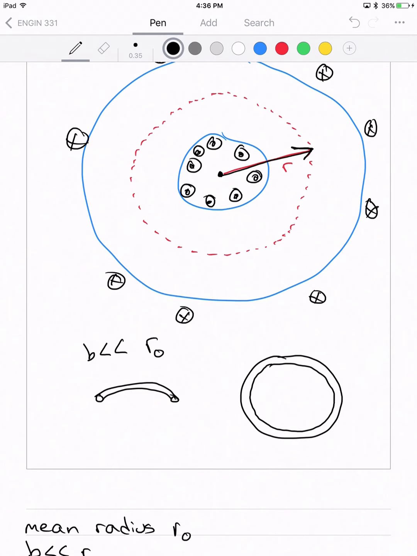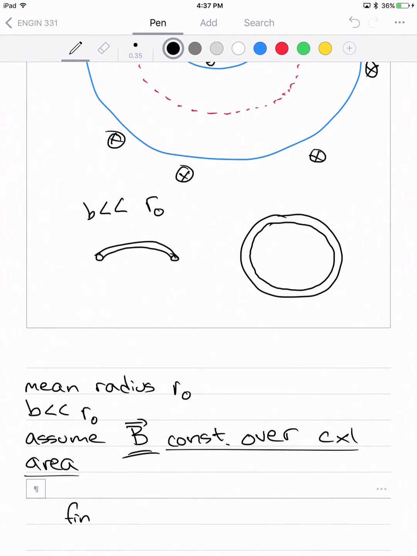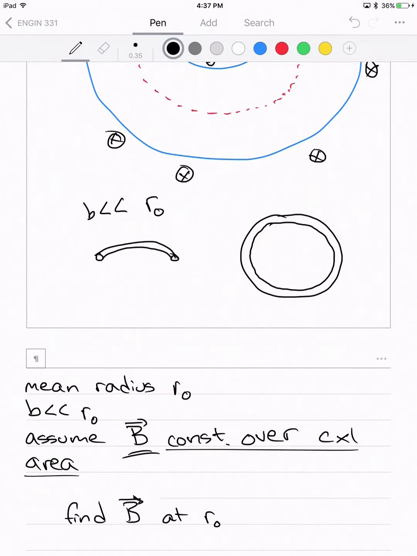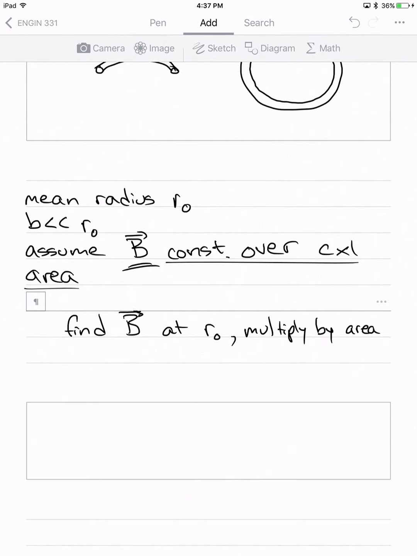And in that case, what we can do is assume that the magnetic field is constant over the cross-sectional area. And because we can do that, all we have to do is find the magnetic flux density, B, at R naught, and then multiply by the cross-sectional area. So how do we do that? We do it with math.